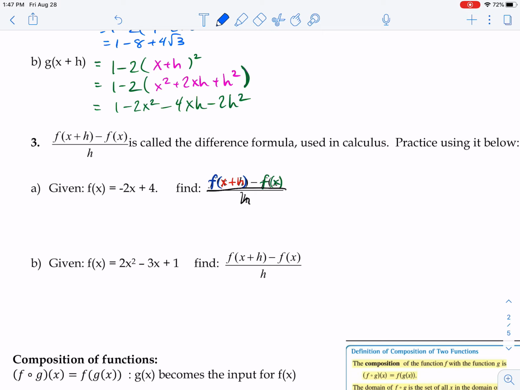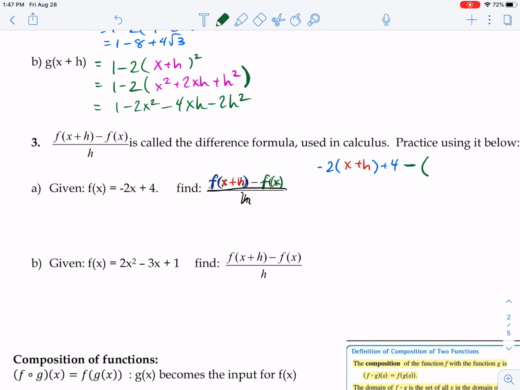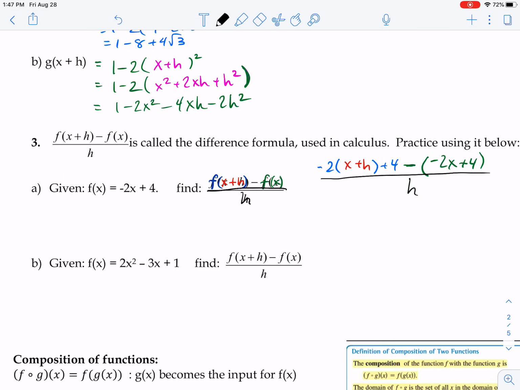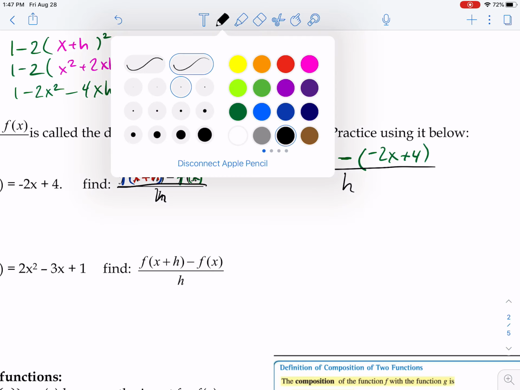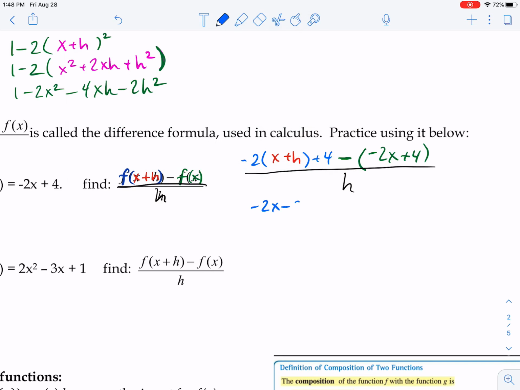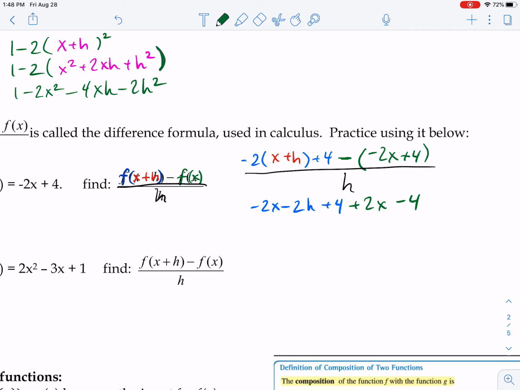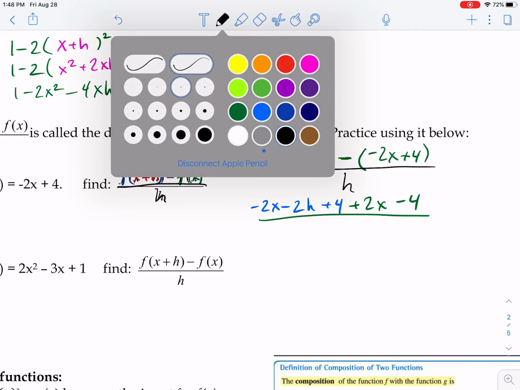This becomes, well, it's negative 2 times something, plus 4. That something happens to be x plus h. And then what we're going to do here is subtract away the original function, negative 2x plus 4, and then everybody gets divided by h. Okay, so in this one, this now says negative 2x minus 2h plus 4. That came from the blue. The green becomes plus 2x minus 4, all over h. I forgot to change colors, but it doesn't really matter.